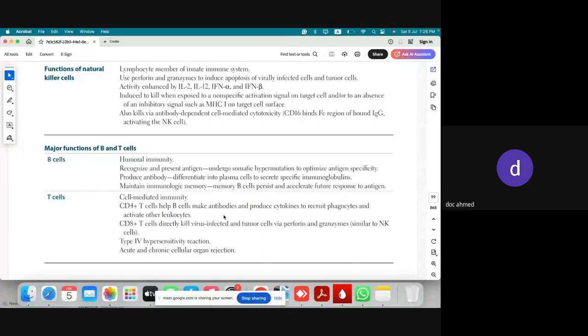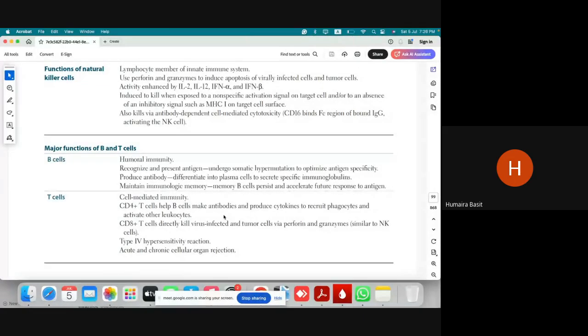So as the name Granzymes indicates, what perforin would do is make pores within the cells, right? And what granzymes are going to do, those are the enzymes which are going to enter through those pores and lead to destruction of virally infected cells or tumor cells. Really important, right? Is it clear?